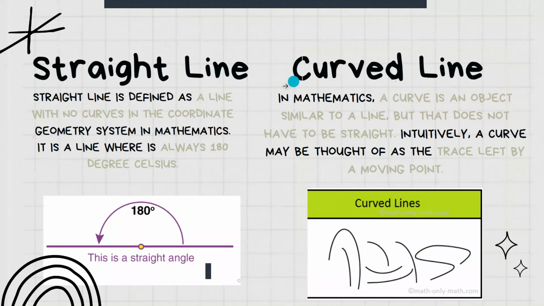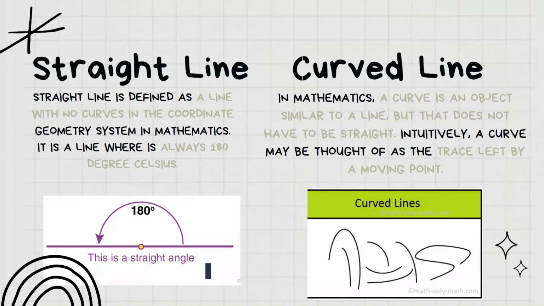And now I'll be talking about the different types of lines. The first type of line is the straight line. A straight line is defined as a line with no curve in the coordinate geometry system in mathematics. It is a line where the angle is always 180 degrees.